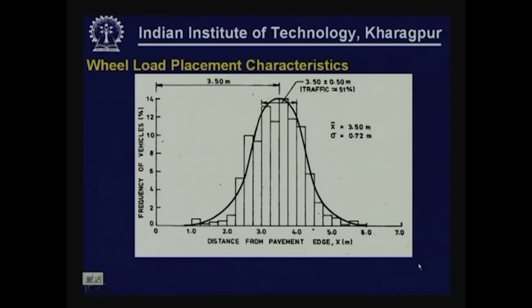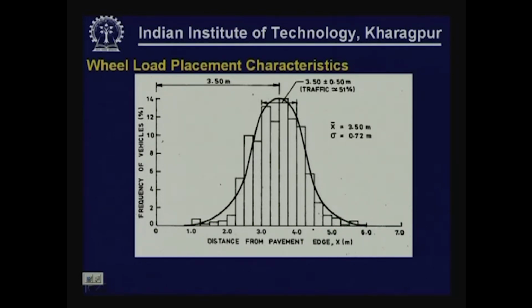This shows a typical distribution of wheel load placement across the carriageway width of a 2-lane road, which was about 7 meter wide, divided into 25 centimeter patches. As you can see, most of the wheel loads were placed at the center of the 2-lane carriageway at a distance of about 3.5 meters from the pavement edge. This is because wheel loads from left and wheel loads from right get overlapped around that portion. So, that is the portion which carries maximum wheel loads.